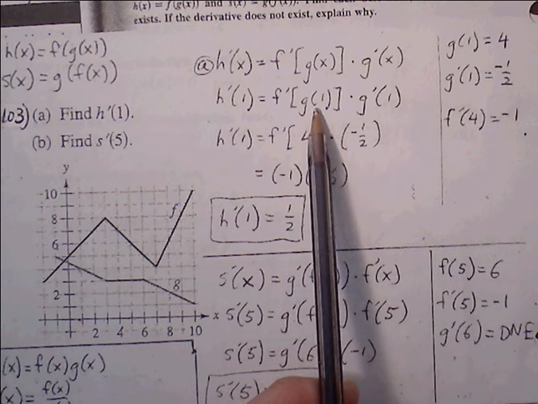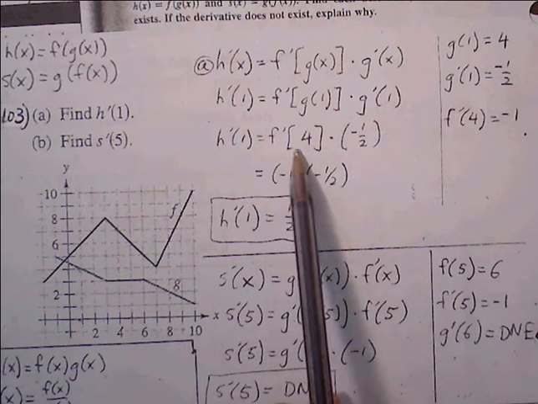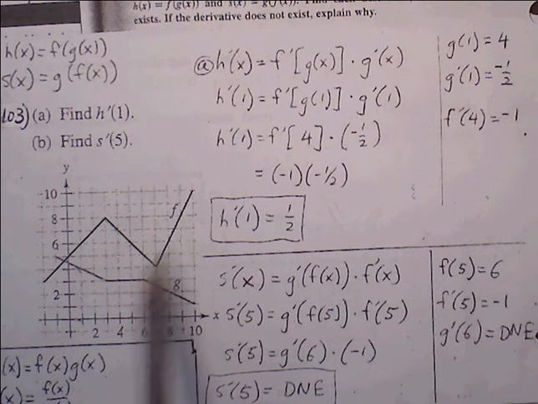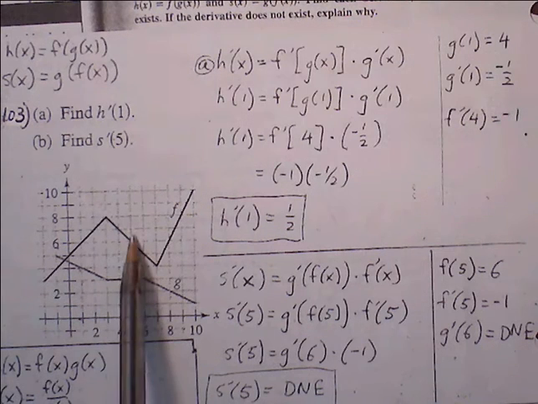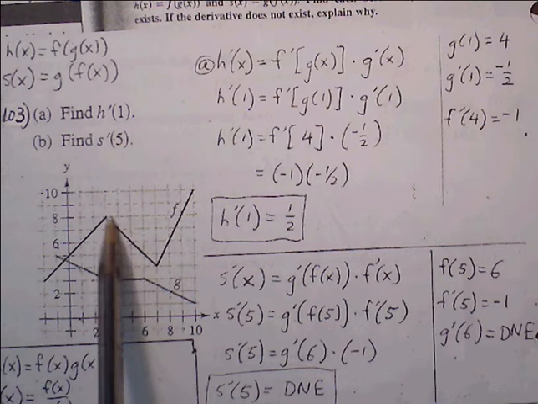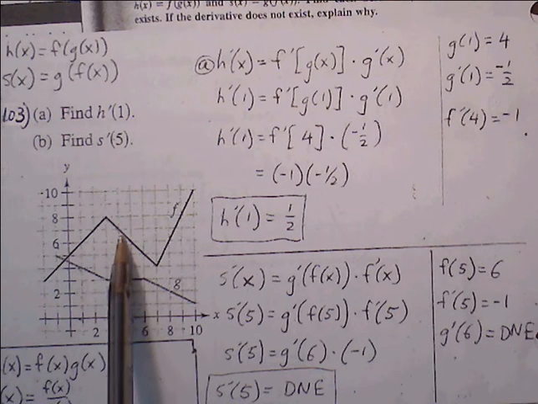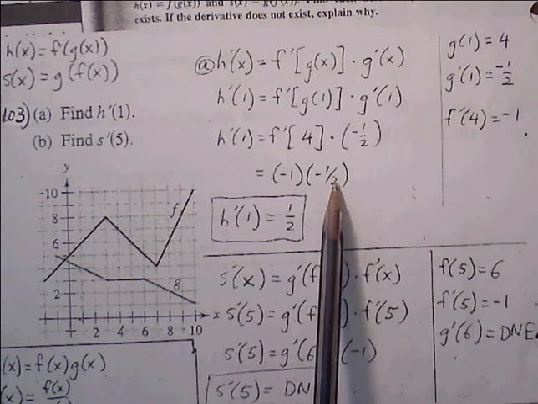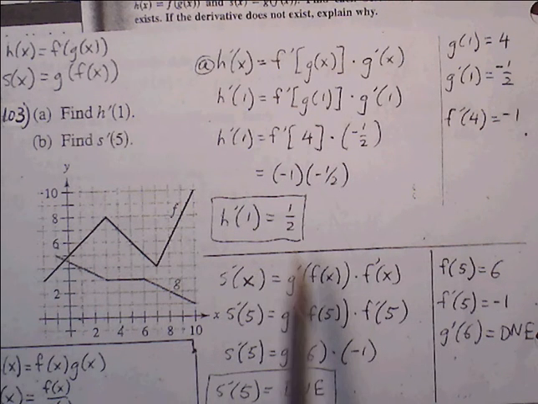We found g of 1 is 4, so now we can find f prime of 4. So now it's asking for the slope of the f graph when x is 4. Here is our f graph. At 4, we want to find the slope of the graph at this point. This is part of a straight line, so we'll have a slope of negative 1, right? If we choose 2 points on this line segment, down 1 over 1, so negative 1. So f prime of 4 gets replaced with negative 1. Negative 1/2 stays negative 1/2, so negative 1 times negative 1/2 is positive 1/2.